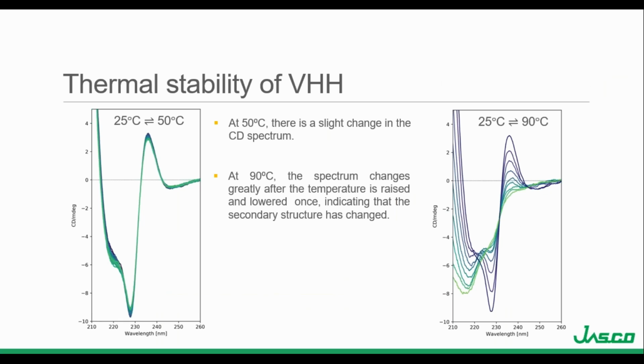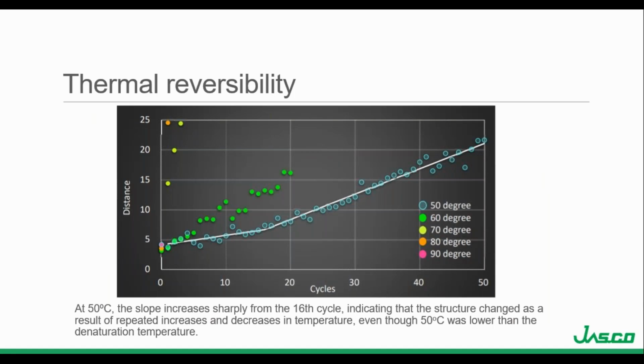The temperature-dependent spectral scans were then measured, and the figure on the left shows the CD spectrum from 25 to 50 degrees, where only slight changes in the protein occur. The CD spectrum on the right shows the changes from 25 to 90 degrees and illustrates significant changes to the peaks at 217, 227, and 235, indicating changes to the secondary structure.